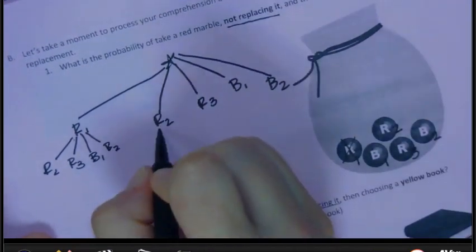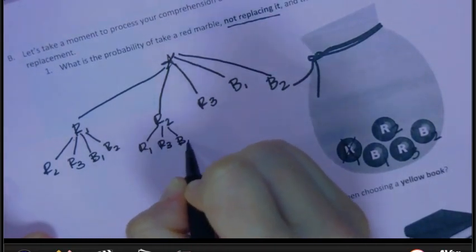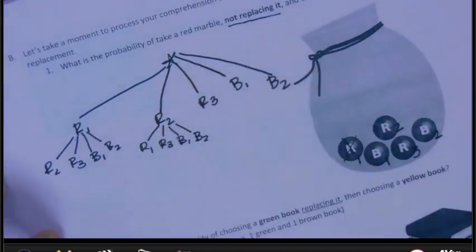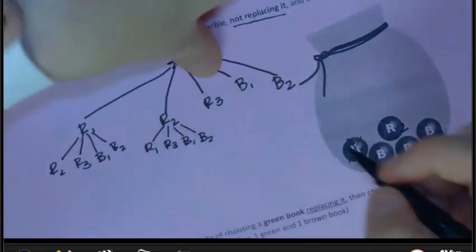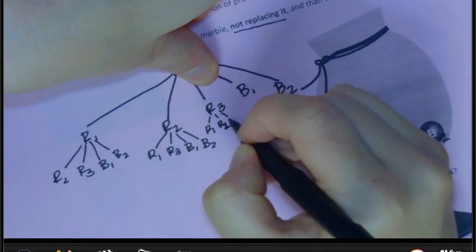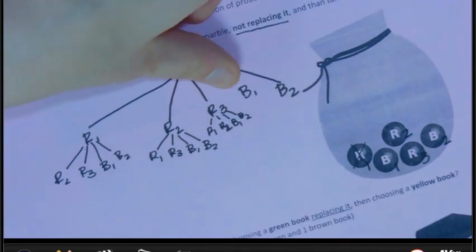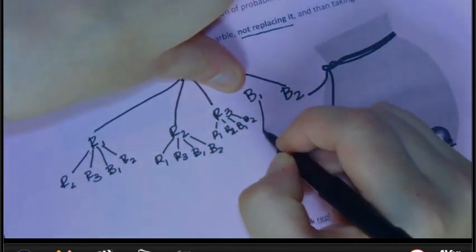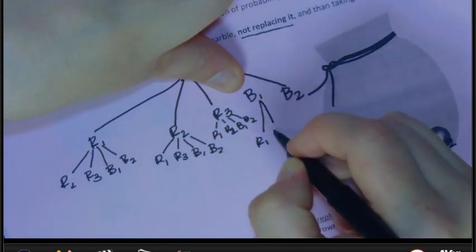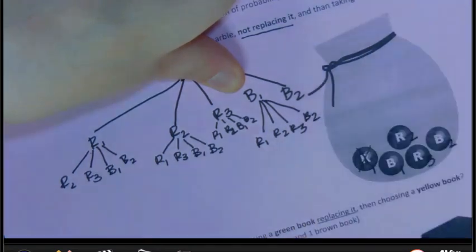Okay, what if I drew R2 the first time? Well, you can get a R1, R3, blue 1, or blue 2. You cannot get an R2 because you drew it, didn't replace it, and you drew a second marble. Now, for R3, you can get an R1, R2, B1, or B2. For blue 1, I'm going to have to go all the way down here. You can get an R1, R2, R3, or a B2.